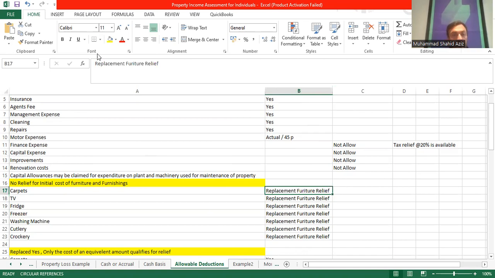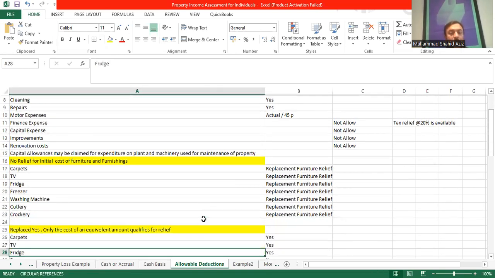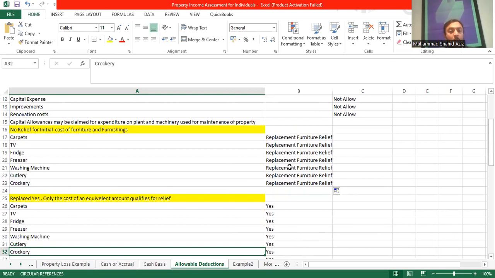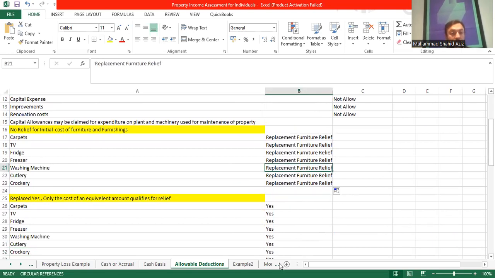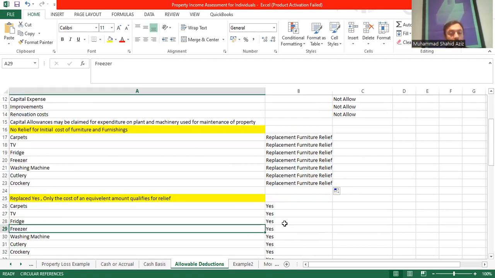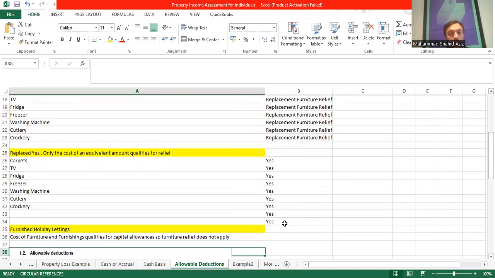Replacement furniture relief is available. What replacement furniture relief is, we will see in this example on the next page in a minute. So let's move forward to an example.